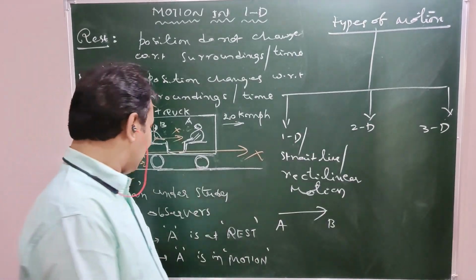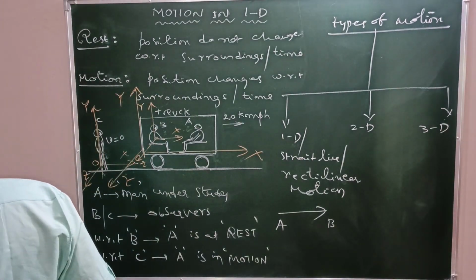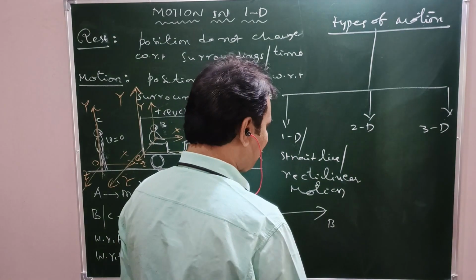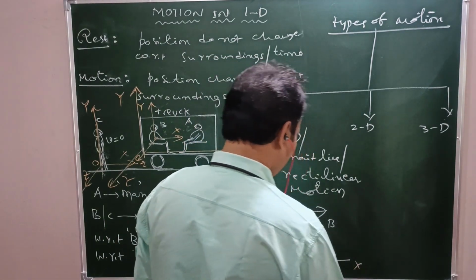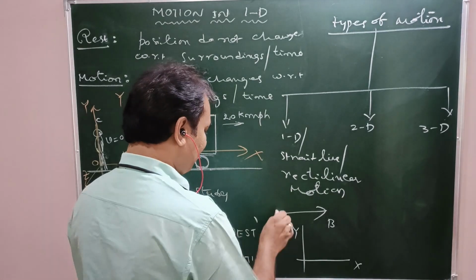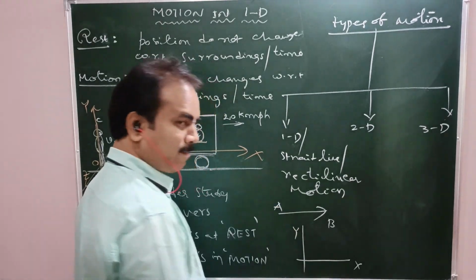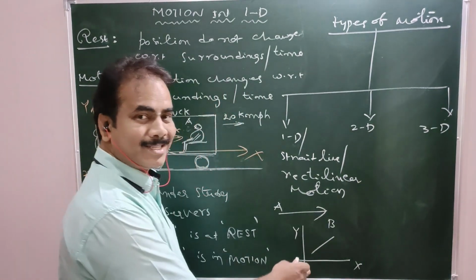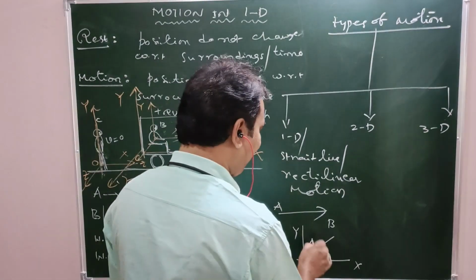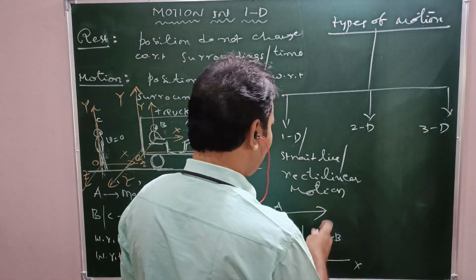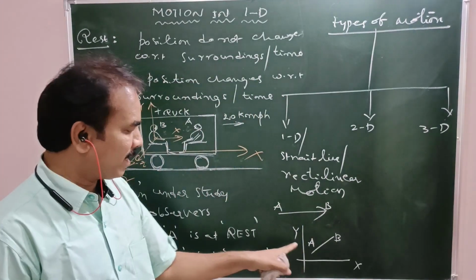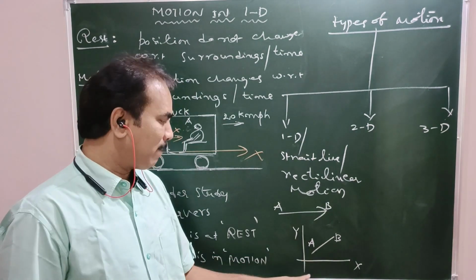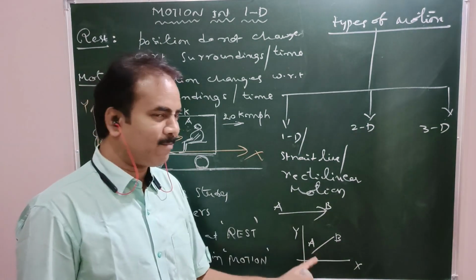Of course, if the same particle moves in a plane along a straight line, then also we can say straight line motion or one-dimensional motion. See, this is the XY plane. Here, this is the path followed by the particle. What is the shape of the path? Straight line from A to B, for example. Of course, the particle is moving in the XY plane, but if you observe the path, that is a straight line from A to B.